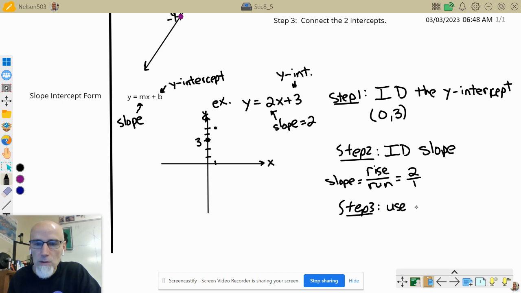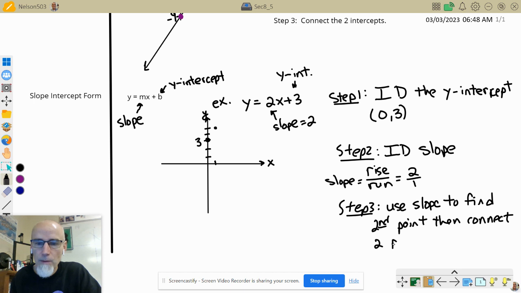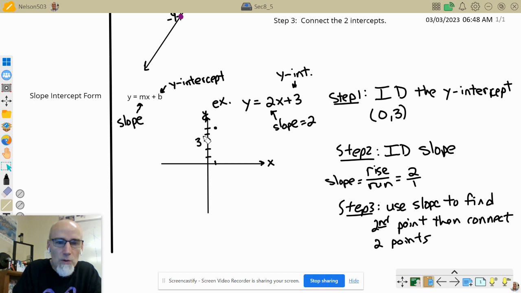So use slope to find second point, okay? And then you connect them to make a line, right? Connect 2 points. Okay, 2 points make a line, right? So let me grab my line tool over here. And now my line tool, see, I got to really start here. Now, if you're drawing with a pen, I guess I could do that too. I could just kind of eyeball where I should go here. So I'm going to try that.